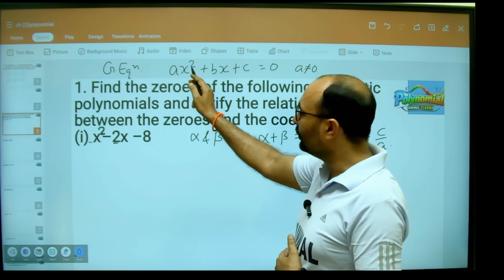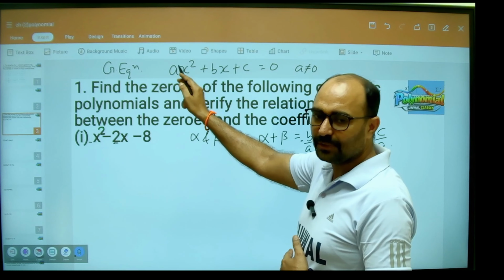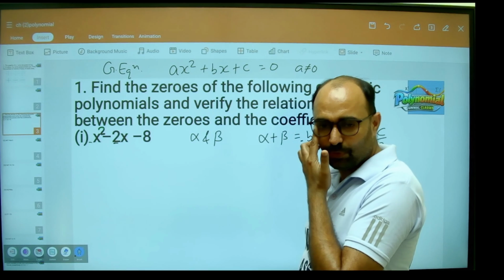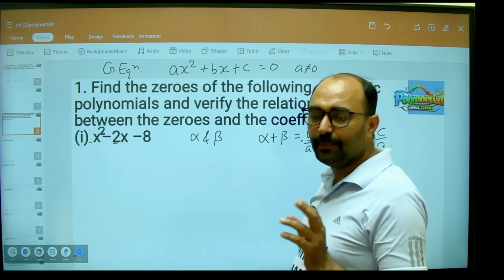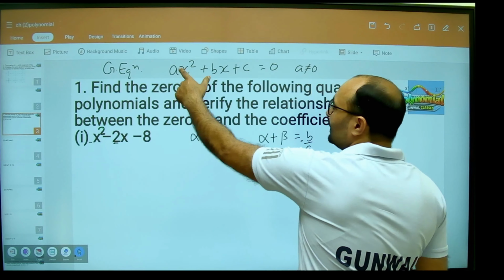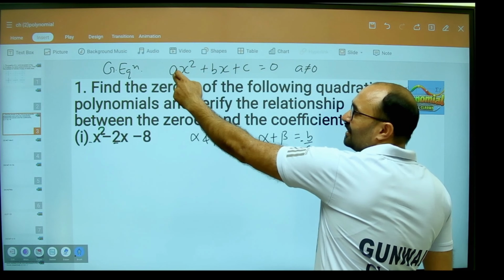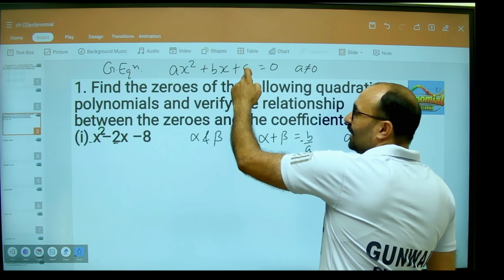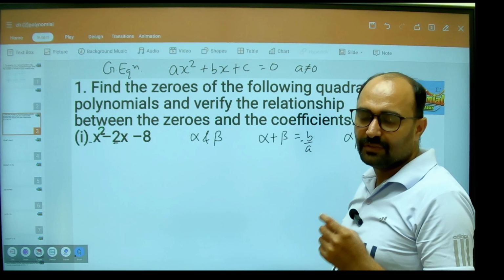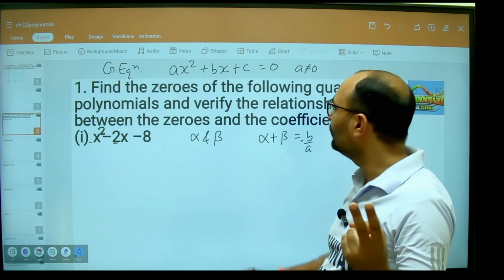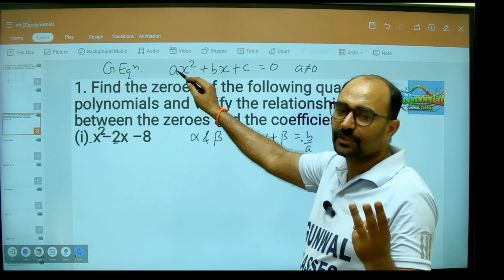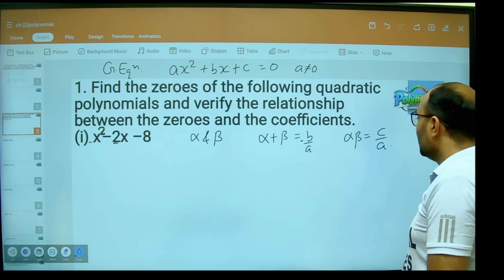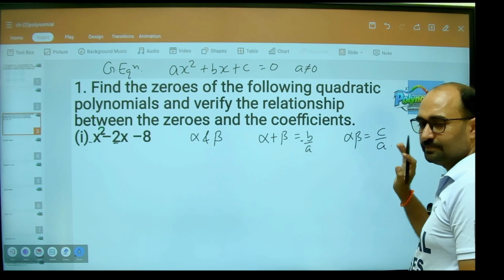The coefficient of the first term is a, the second term is b, the third term is c, after arranging in order. First of all you have to arrange in this order, then we consider this as a. The coefficient of x is b and the constant term is c. C is the constant term, b is the coefficient of the linear variable and a is the coefficient of the quadratic variable. I hope it's clear.